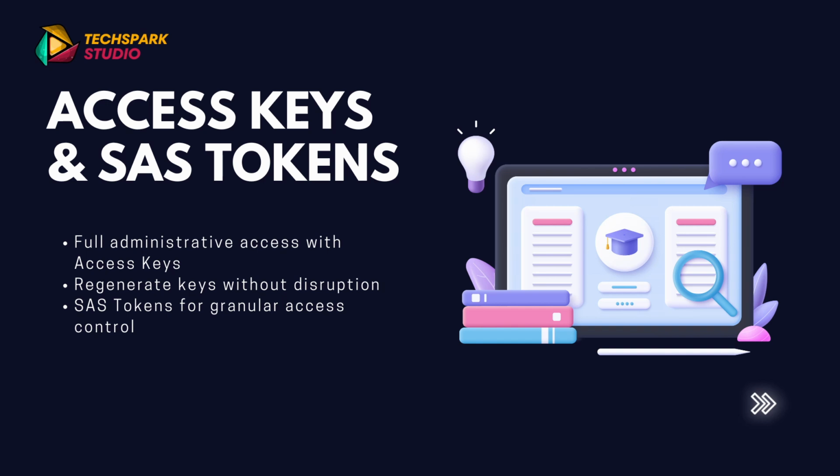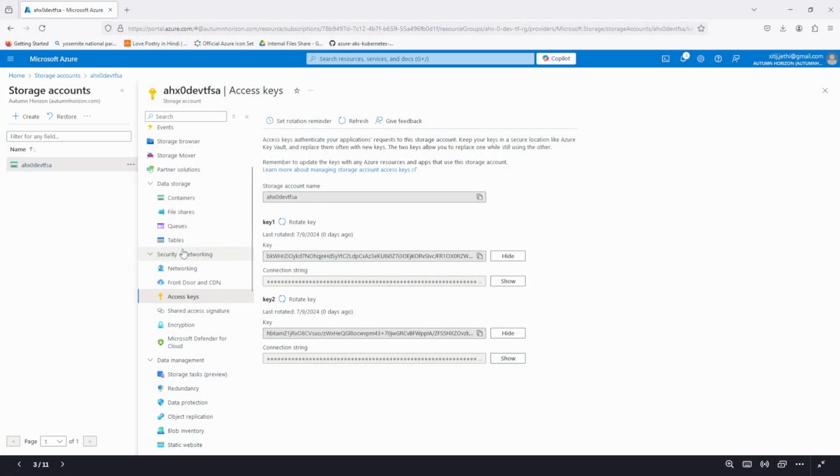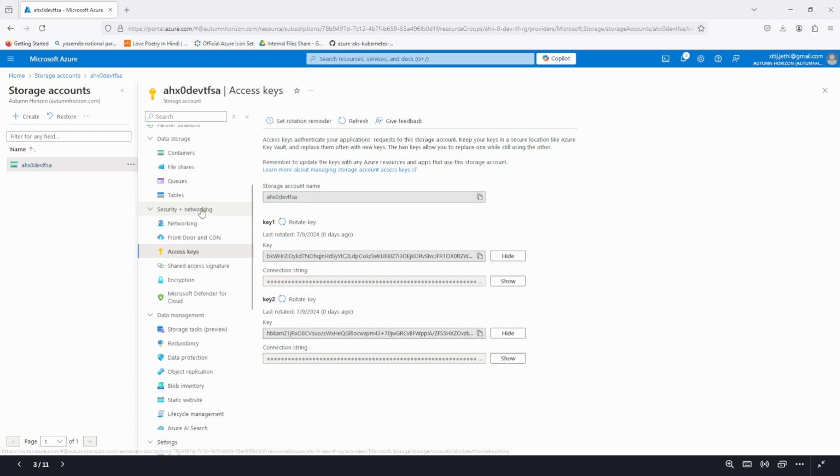For more granular control, consider using shared access signatures or SAS tokens. SAS tokens allow you to grant limited access to your storage resources for a specified time period. To create a SAS token, let's go to the Azure portal. On the Azure portal, in the left-hand side pane, you can see the security plus networking. Under that, you can see the shared access signature.